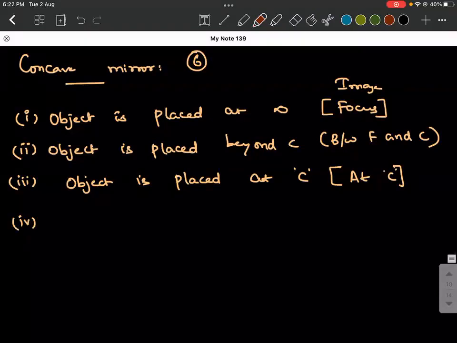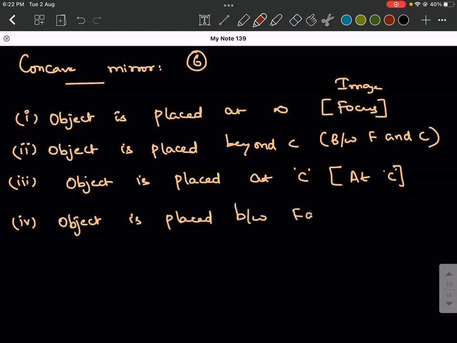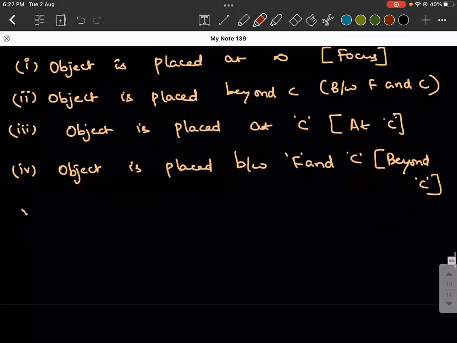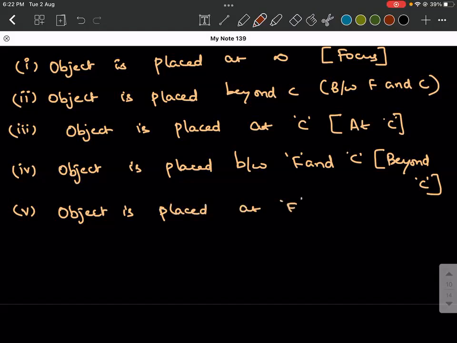Fourth, when the object is placed between F and C, where is the image formed? Just now we drew the diagram. Yes, it is beyond C. Okay. Fifth one, the object is placed at F.